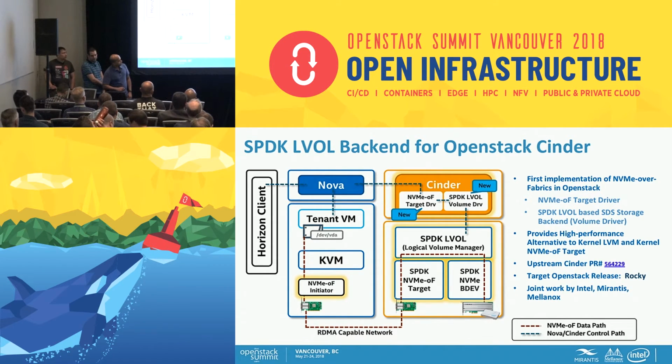That's actually a pull request still, as Ivan mentioned. This is a high performance alternative, like I said, to the kernel LVM and the NVMe over Fabrics target. The flow is very similar. I mean, when you talk about kernel versus SPDK target implementation from a Cinder, Nova, OpenStack standpoint, your flows will be the same. So this should be a very transparent implementation to the user.